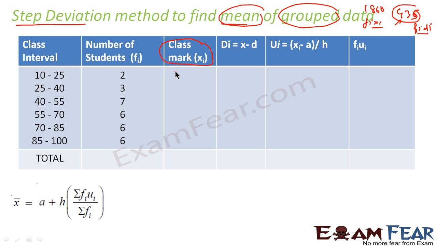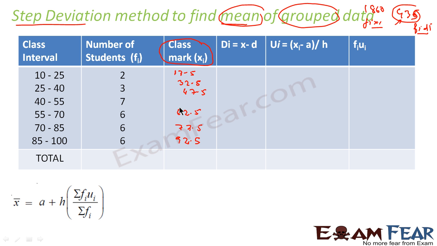So with this assumption, let's find the xi. 10 plus 25 by 2, again same value, 17.5. 25 plus 40 is 65 by 2, 32.5. 40 plus 55, 95 by 2, that is again 47.5. 55 plus 70 by 2, that comes out to be 62.5. 70 plus 85 by 2, that is 77.5, and 85 plus 100 by 2, that is 92.5. All these values I got.